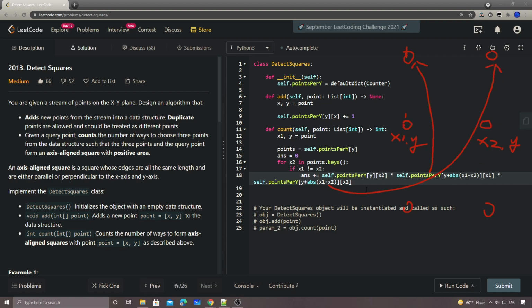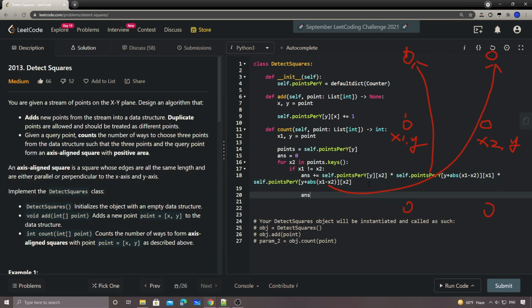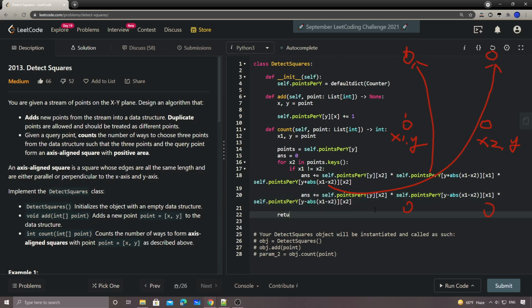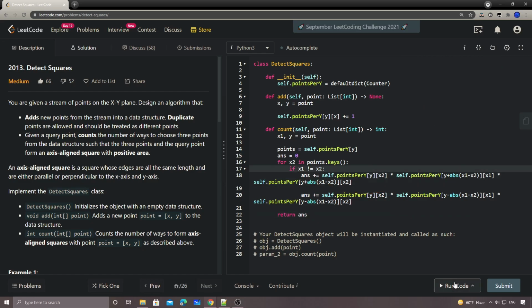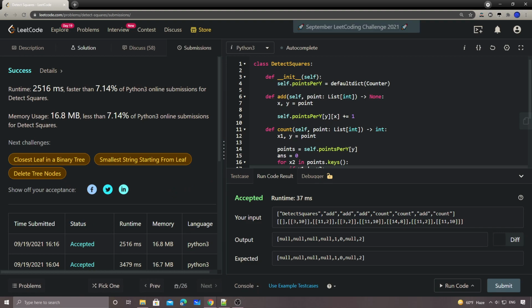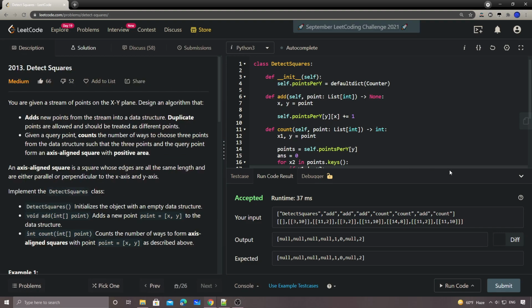Similarly for another possible square, I can just copy and paste here. The only difference for this one is that it will go down, so the y-axis will subtract this side. Same thing for this one, and then return the answer in the end. Yeah, I think that's it. Run it, submit. So it works.